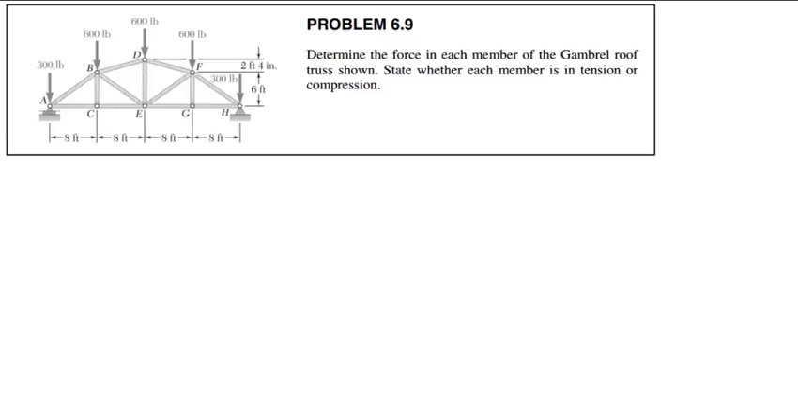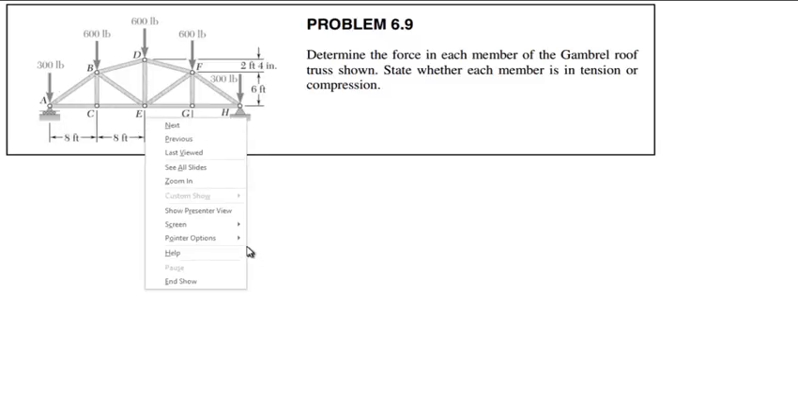Determine the force in each member of the gambrel roof truss here. I do not know if we have time for that, so maybe I'll just walk you through the general method instead. So we're not here till 5 o'clock. Well, no, it doesn't take that long, but again, let me just walk you through the method for this instead.